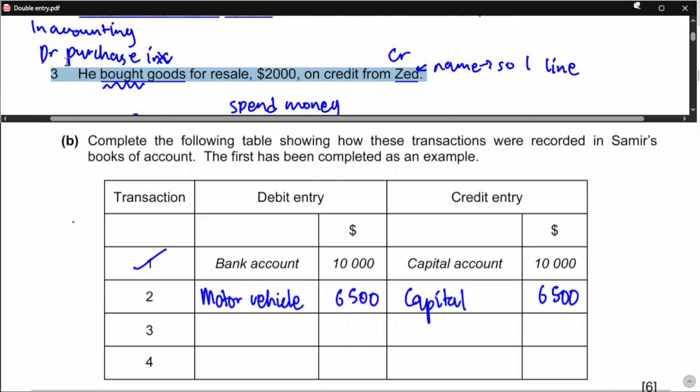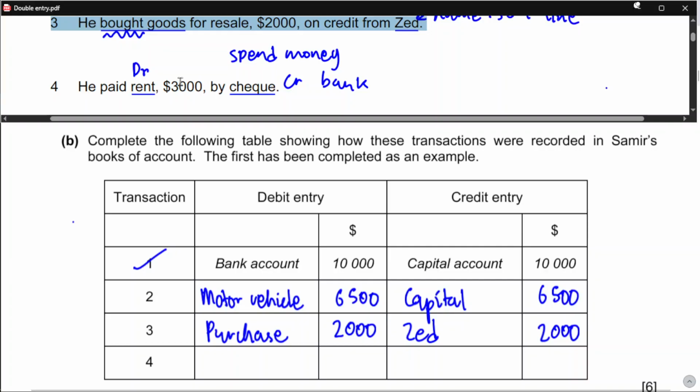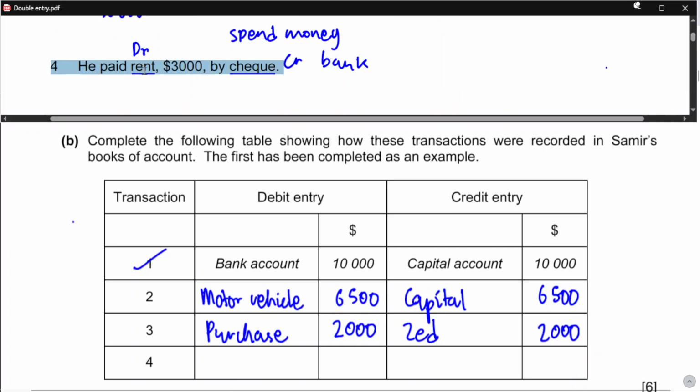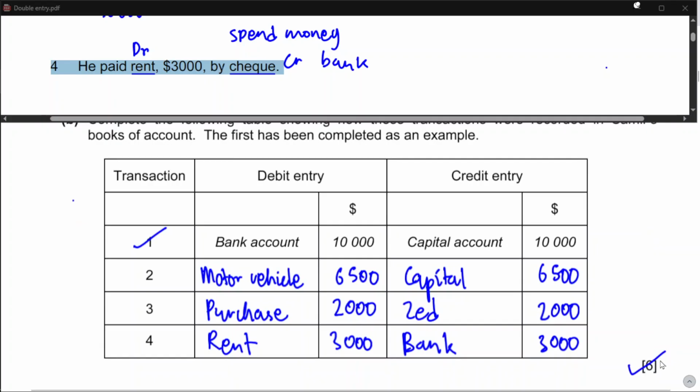So you want debit purchase. So it's debit purchase 2,000 and credit debt 2,000. Now let's go to next line. Debit rent 3,000. Credit bank 3,000. Okay, we are done.